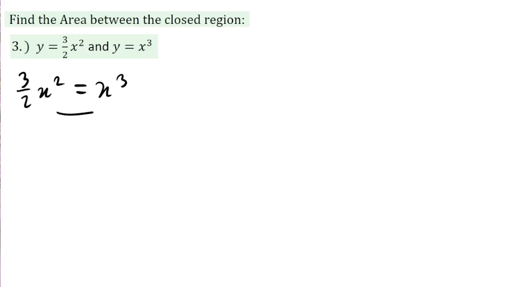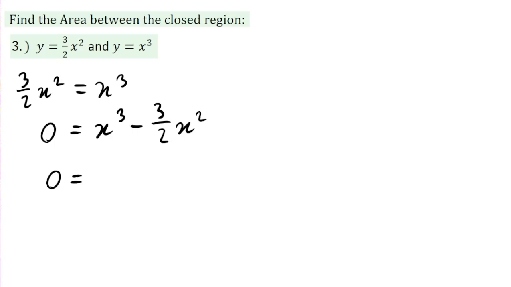But what we can do is we can take this over, the 3 over 2 x squared. So 0 is equal to x cubed minus 3 over 2 x squared. I do not want to have the wrong solution here again. Then we're going to have 0 is equal to, we can take a common factor of x squared here, such that we are left with x squared into x minus 3 over 2.